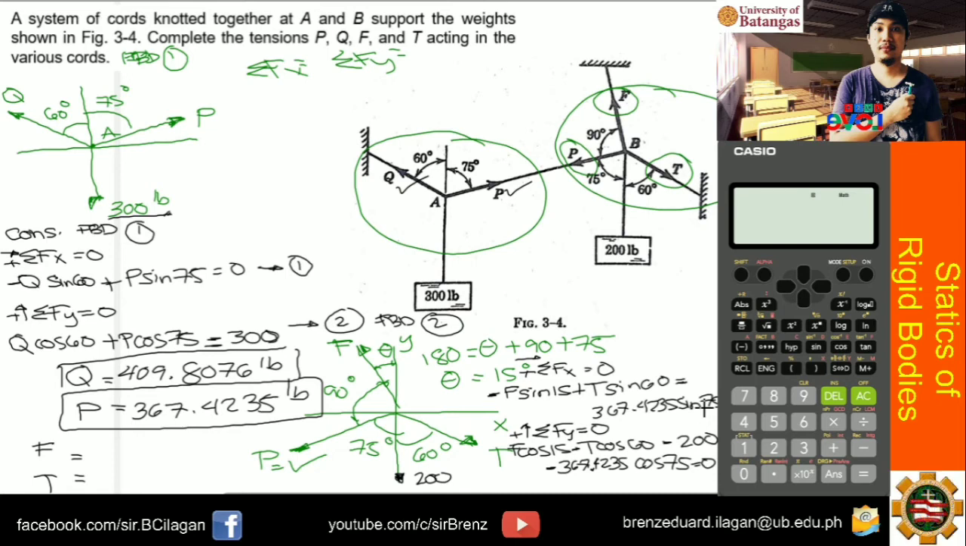So mode 5A ka ulit, simultaneous equation, two unknowns. So input lang natin negative sine 15, T sine 60, then transpose, so positive na nga, 367.4235 sine 75. And then yung sunod na equation, so cosine 15, positive, negative cosine 60, and then negative 200, so nilipat ko sa kabila, magiging positive 200. And then yung negative 367, lipat ko sa kabila, positive ulit. So magiging 200 plus 367.4235 cosine of 70.